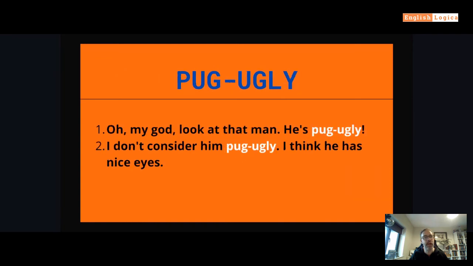The next one then is pug ugly. Okay, you should know the dogs, the little ugly dogs, pug, although a lot of people think they're beautiful. So example 1 then, oh my God, look at that man, he's pug ugly. Example 2, I don't consider him pug ugly. I think he has nice eyes.